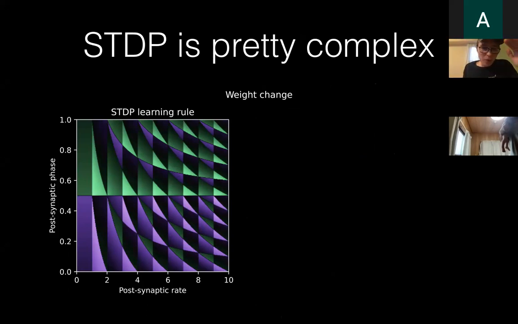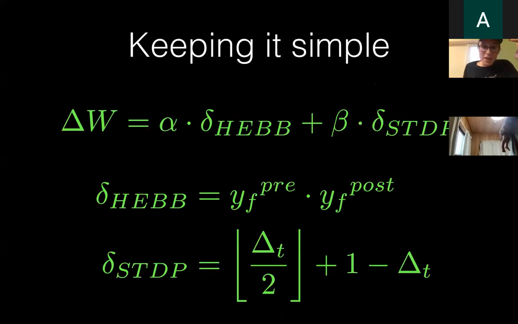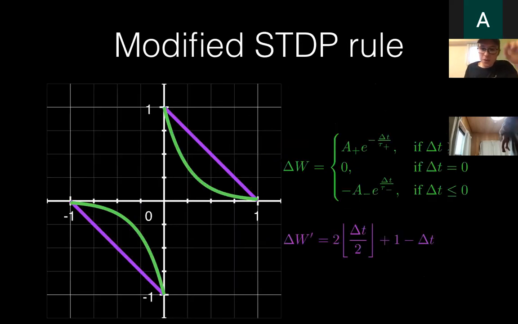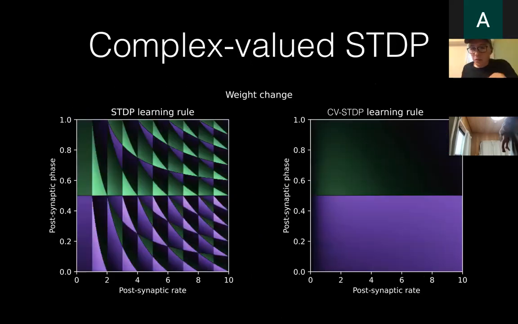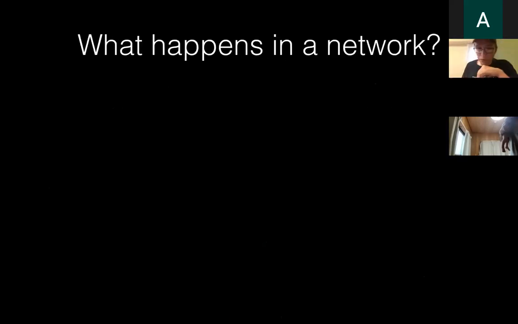This is for post synaptic rate and post synaptic phase, and it's quite bad. So we decided to try to simplify it even more, and to do that, we just glued together a normal Hebbian update, pre-synaptic firing times post-synaptic firing rate, and then we just added it to this purple curve for a single spike. And what we get is this much simpler weight update function that captures some of the structure, but is obviously losing a lot of detail, unfortunately.